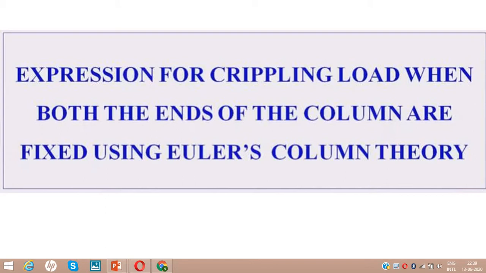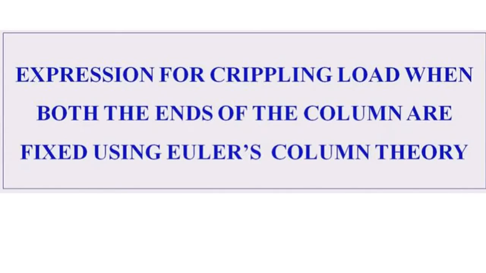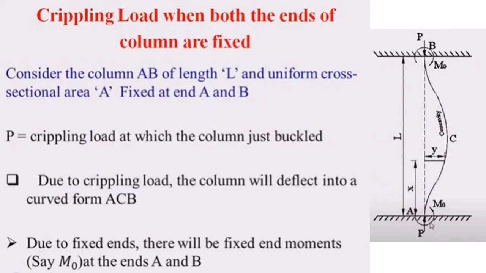Now we can study the expression for crippling load when both the ends of the column are fixed using Euler's column theory. Now consider a column AB of length L and uniform cross-sectional area A fixed at end A and B. So in this figure you can see the column A and B, and the total span of this column is represented as capital L, and both the ends, that means end A and B, are fixed.